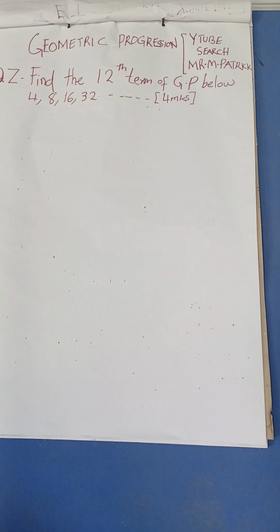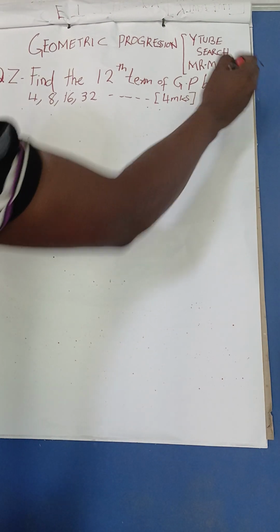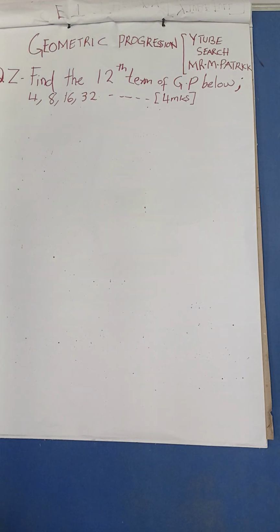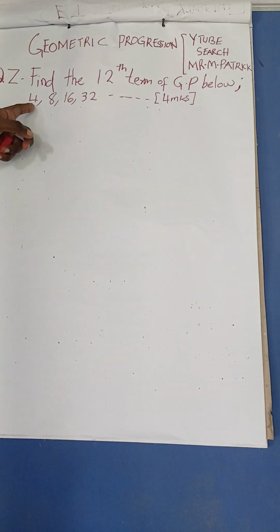Good. So we have a question here that I've been asked to do by some of the students: find the 12th term of the geometric progression below. This question wants us to find the term. Then I have another question, to find the sum of a geometric progression. So you can see we have been given a geometric sequence, to find the term.